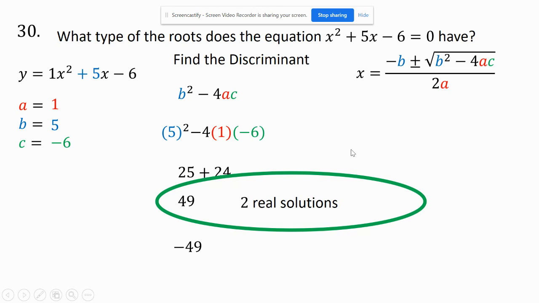And if it was a negative 49, my answer would have been two imaginary solutions. And if it had been a 0, it would have been one real solution because there would not have been a square root. The square root of 0 is 0. All right, so that would be what type it is.